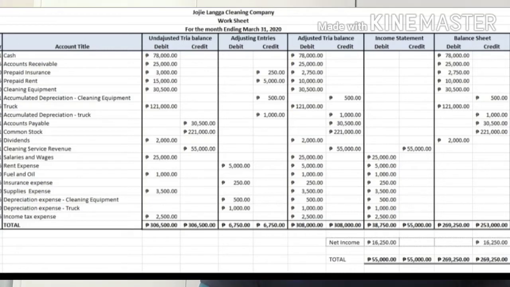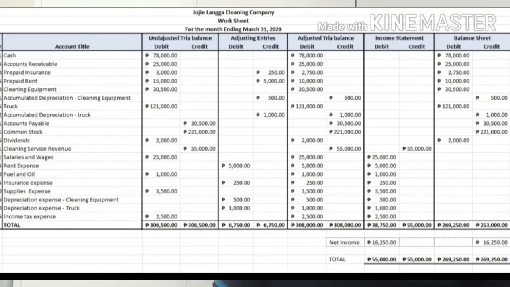And our last entry is debit rent expense 5,000 and credit prepaid rent 5,000. So here we put debit 5,000 rent expense and credit prepaid rent 5,000.